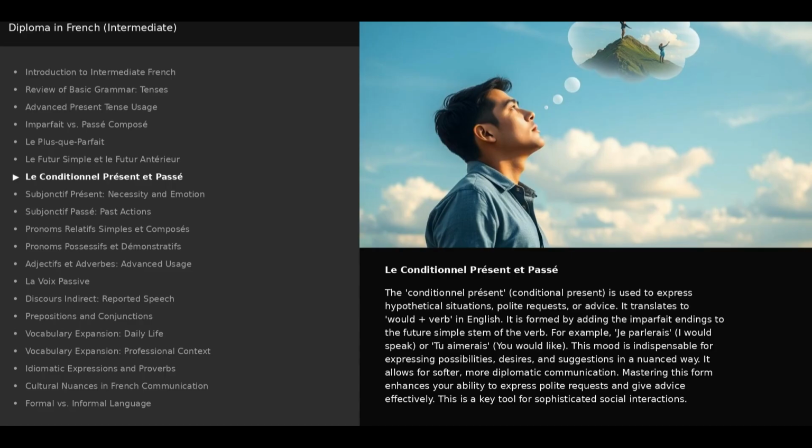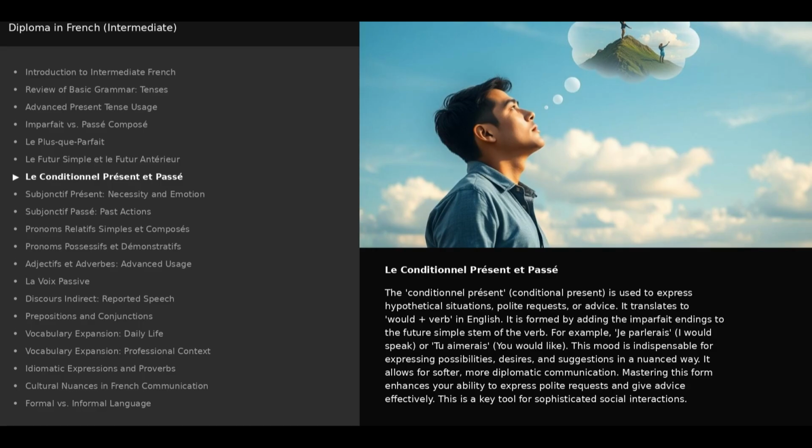Le conditionnel présent et passé. The conditionnel présent, conditional present, is used to express hypothetical situations, polite requests, or advice. It translates to would plus verb in English. It is formed by adding the imperfect endings to the future simple stem of the verb. For example, je parlerais, I would speak, or tu aimerais, you would like.